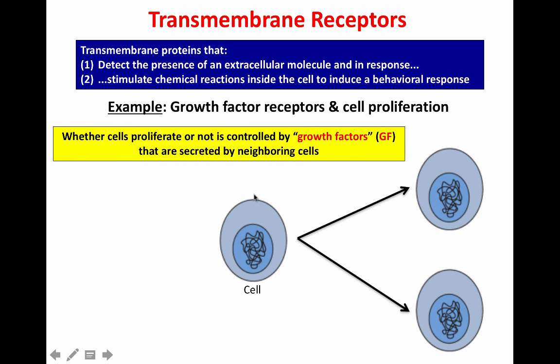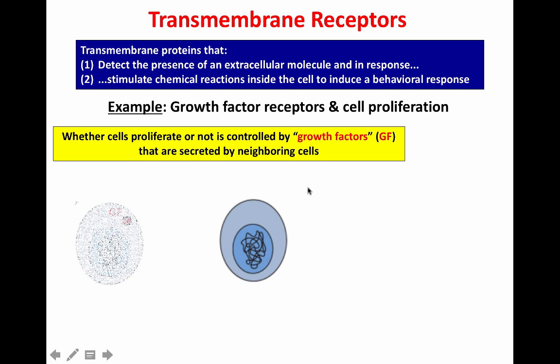But the other thing to appreciate is that whether cells proliferate or not is controlled largely by a group of extracellular molecules called growth factors. And these growth factors are secreted typically by neighboring cells to regulate the proliferation of other cells. So imagine within some tissue in your body, there are two cells, one of which has produced a growth factor molecule. And this cell will secrete or release that growth factor.